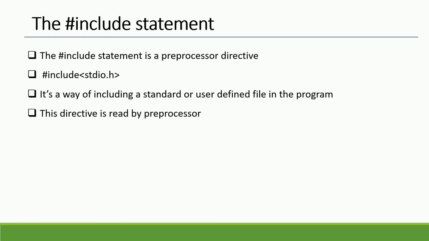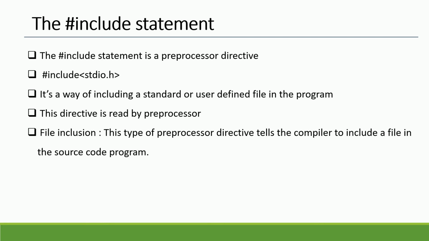This directive is read by the preprocessor and orders it to insert the content of a user-defined or a system-defined header file into the program. Actually, this file is mainly imported from an outside source into the current program. Now what is file inclusion? File inclusion is a preprocessor directive that tells the compiler to include a file in the source code program.